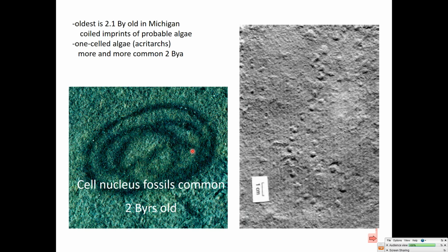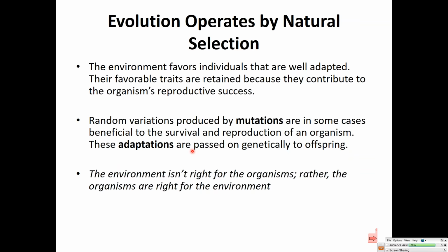Well, most of you have heard of evolution before, right? And evolution, driven by natural selection, is the mechanism that describes how life on Earth changed. So basically, organisms live in an environment, right? Whether it be the ocean, the land, some environment. Well, that environment favors particular individuals within a population of organisms that are well adapted to that environment.